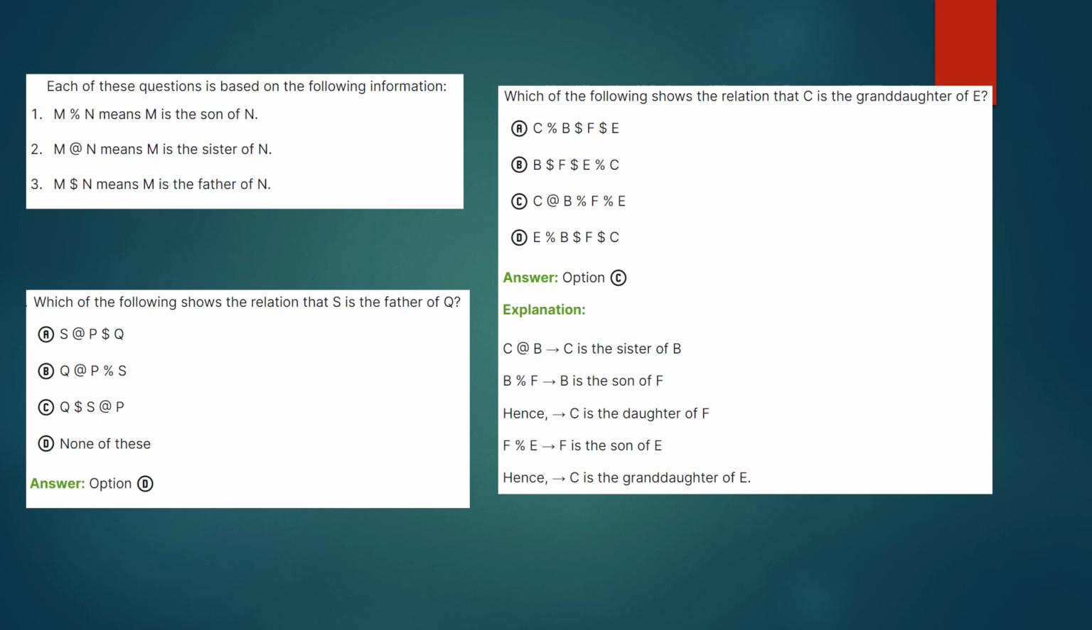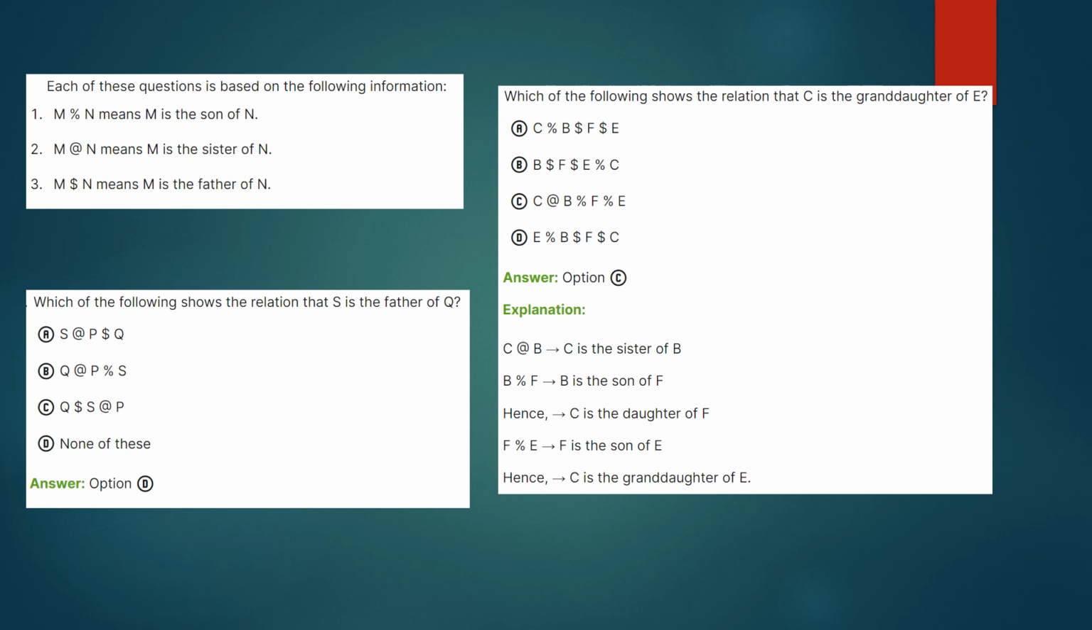So now this is of no use for us because we want the relation for S, which is nothing but the relation that S is the father of Q. So you have to solve each and every option again, applying the first three description points of the question, and once you do, you will have some conclusion. And here the option D is the answer.